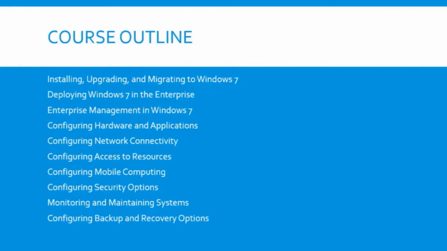We also need to know how to configure hardware and applications. So we're going to look at device driver software that allows you to interact with the hardware, managing disks through a couple of different utilities, configuring applications to be compatible if they maybe ran on an earlier version of Windows. You need to make sure that they're going to run on Windows 7. And then also configuring Internet Explorer as the default browser in Windows 7.